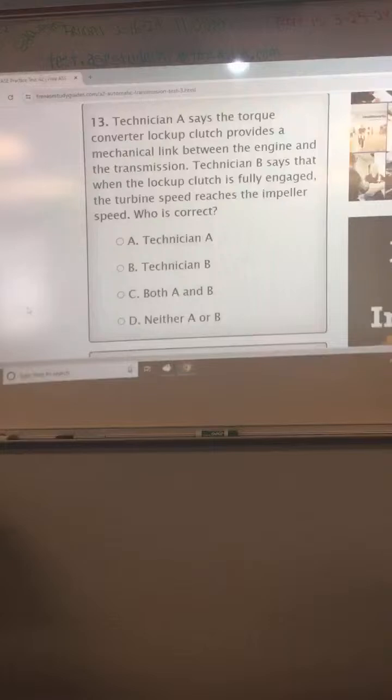Technician A says the torque converter lockup clutch provides a mechanical link between the engine and the transmission. Technician B says that when the lockup clutch is fully engaged, the turbine speed reaches the impeller speed. Who is correct? Both? Yeah, both.